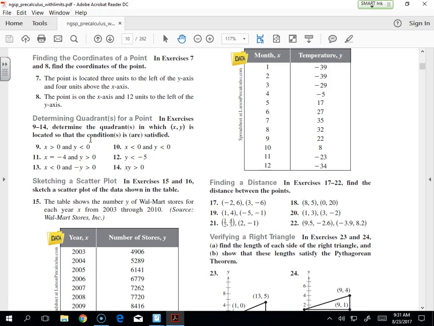That's shorter, someone go shorter. Determine the quadrants and where they are located. Okay, that's pretty good. Can they go even shorter? Determine the quadrant. Okay, can they go even shorter?